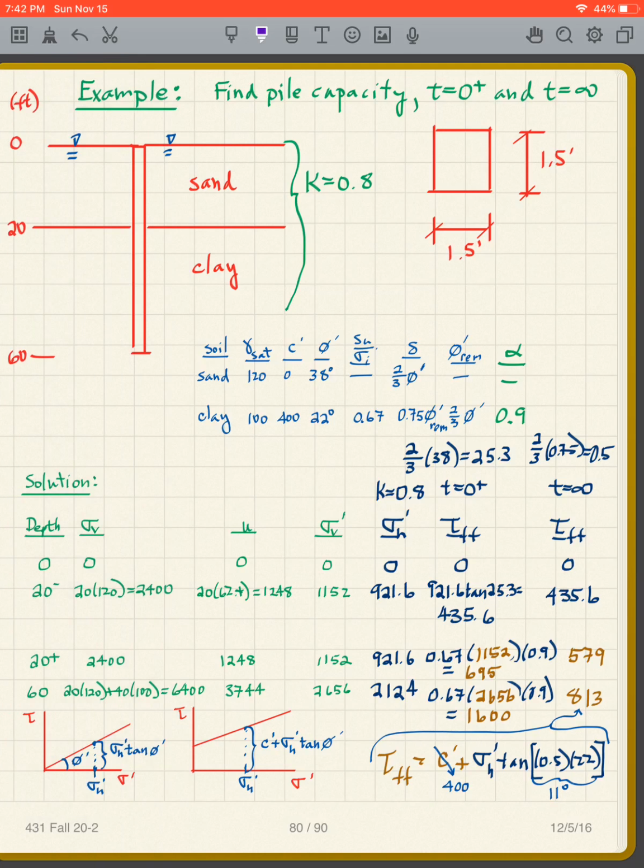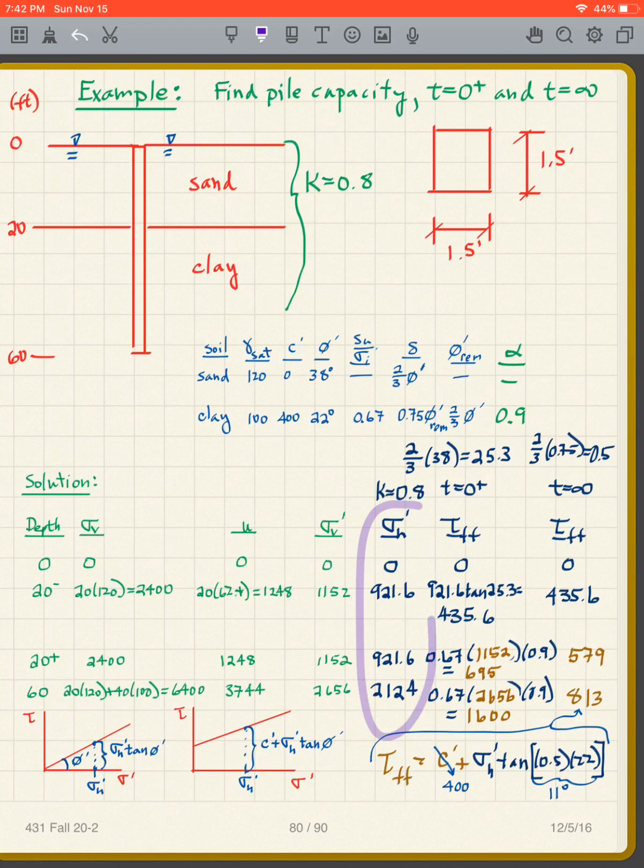So again, we got to get the side resistance first. Which means I've got to have 0 and 20 minus for the sand, 20 plus and 60 for the clay. So those are my depths. I get my sigma V's at those depths. You could all do that; I'm not going to go through it. I get my U's at those depths, from the water table at the surface. Sigma V prime is sigma V minus U as usual.